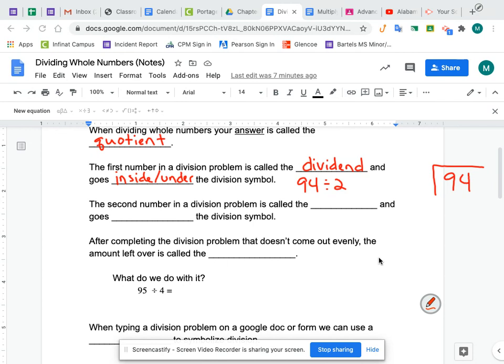The second number in a division problem, though, is called the divisor and goes outside the division symbol. So my 2 would go out here. So that's how I would set up my problem. Now, eventually when I'm completing these division problems, some of them might not come out evenly. So the amount left over is called the remainder.